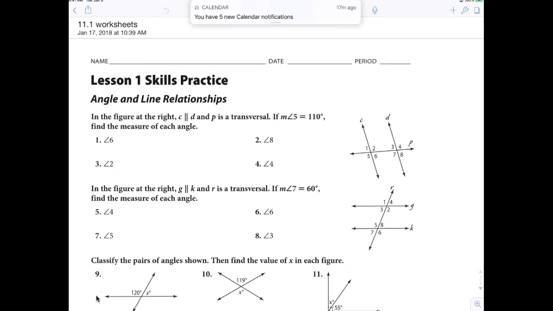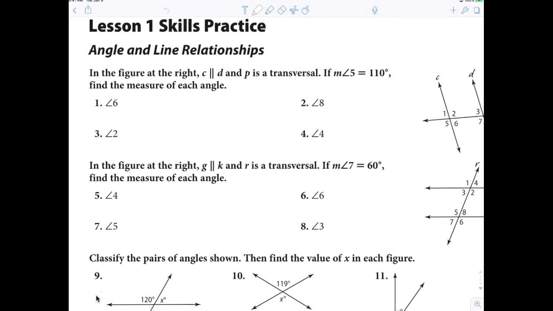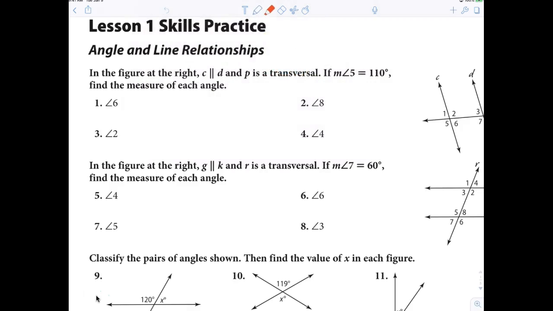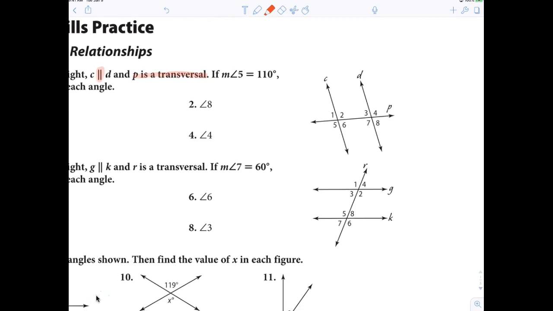Now, again, I want to make sure you're hearing me now. I want you to highlight a few things for me. I need everybody to understand what this symbol means. What does that symbol mean right there? Parallel. Very good. And then transversal. Transversal is the line that goes through the parallel lines. So in this case, this is the transversal.